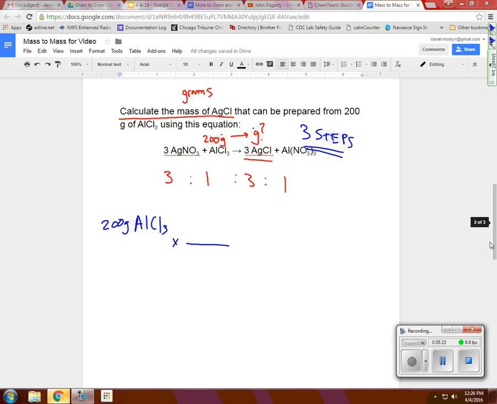So, all right, I'm gonna set mine up like this, and I know it's a 3-stepper, so I'm actually gonna write in my other 3 steps here. And if you're a Mr. Gamboa fan, go ahead and write 3 boxes or whatever you want to do.